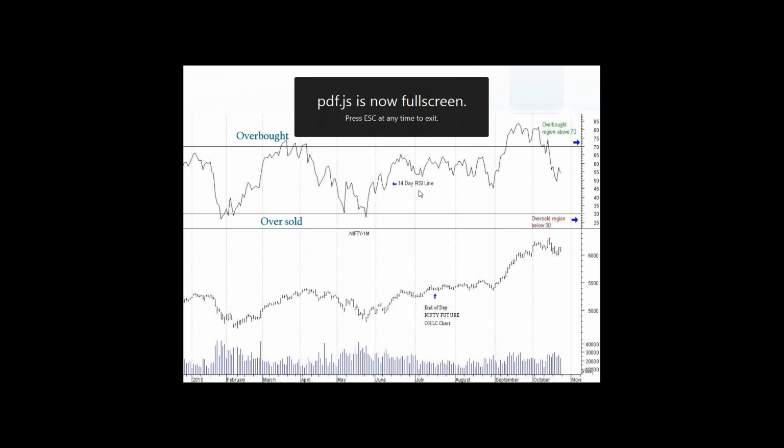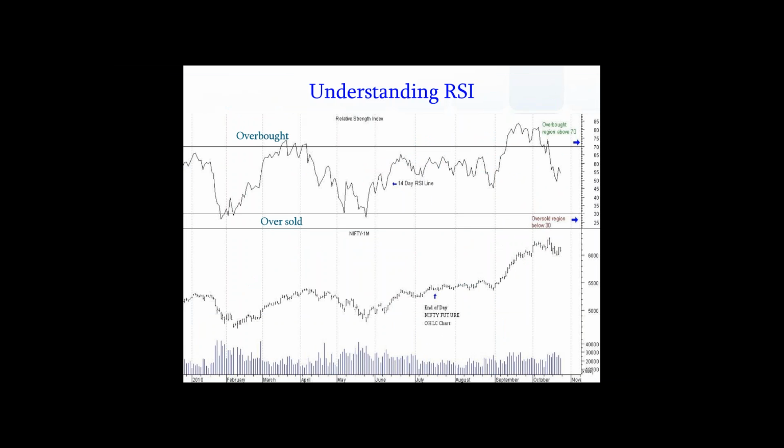Now let us move on to another signal, which is known as RSI, the relative strength index, very commonly used by different traders. RSI is nothing but an indicator which moves from 0 to 100.